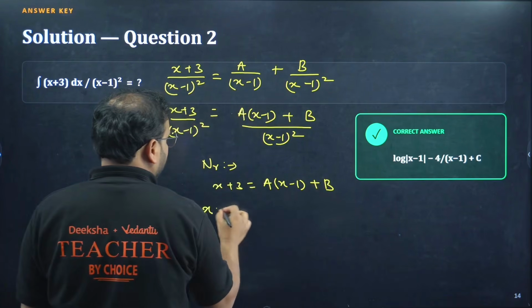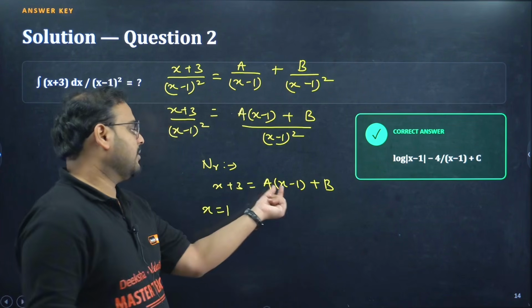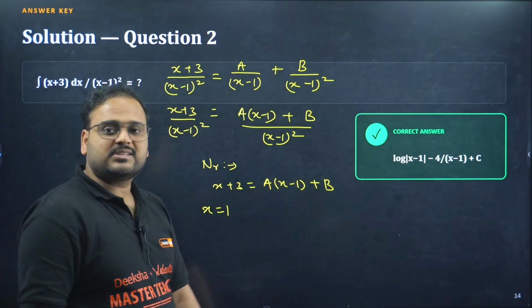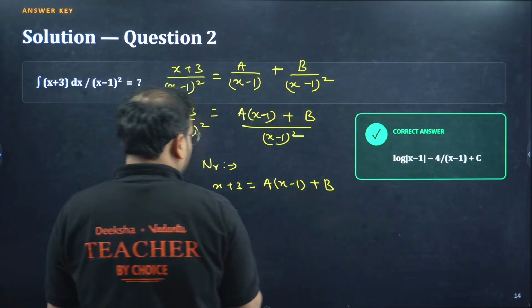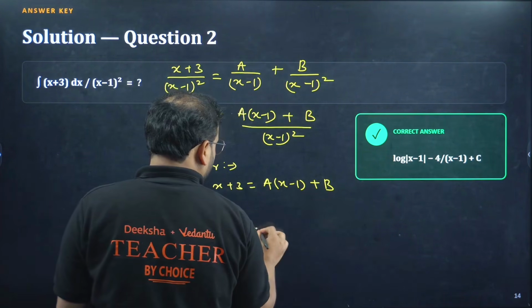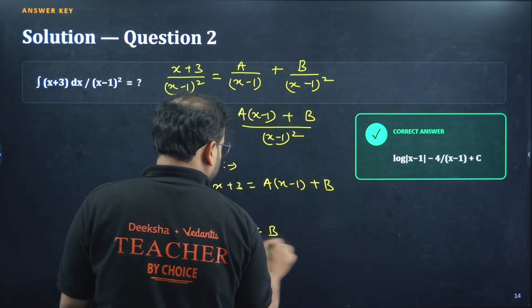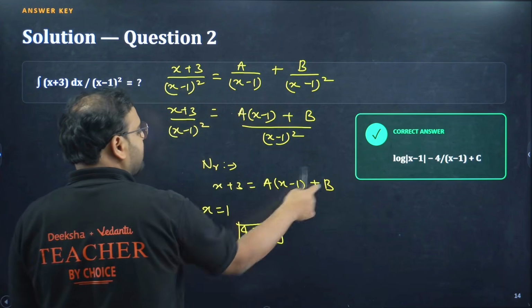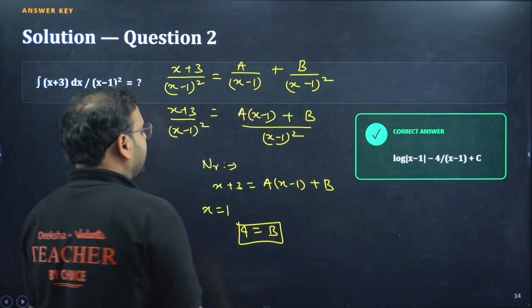Put here x value as 1. Why? Because this will become 0, 1 minus 1 is 0. Put that over here, you're going to get 4 equals b. So b value is coming as 4, because this is going to be 3 plus 1 is 4. This is simply b.